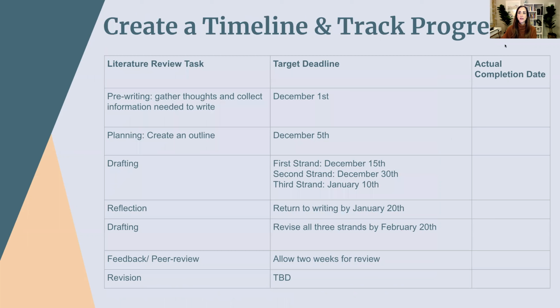And so this is what that can look like, a timeline. Create a timeline for yourself and then track your progress. I create timelines very frequently with my clients. I find it helpful for goal setting and accountability. But in thinking about combating this planning fallacy trap, if you start to list out your actual completion date, then you can refer to that later to remind yourself.